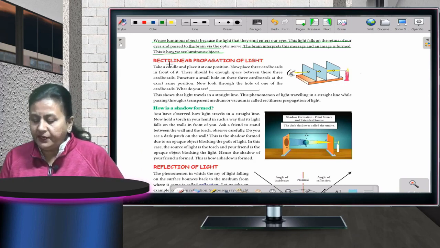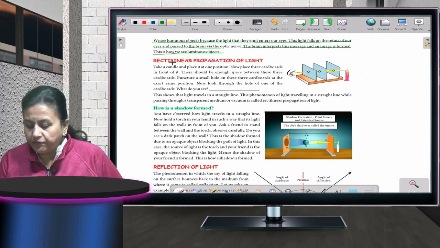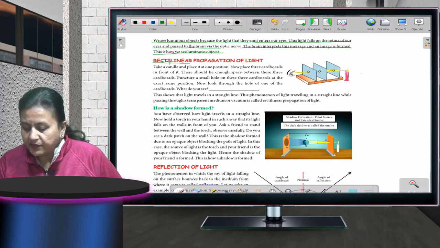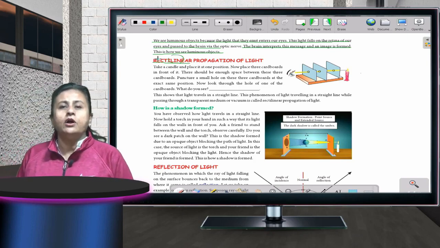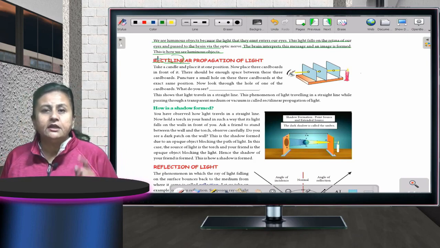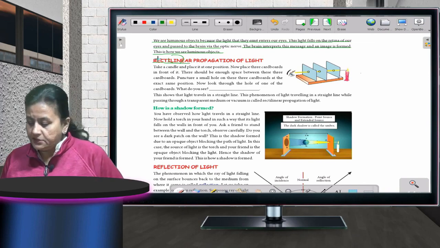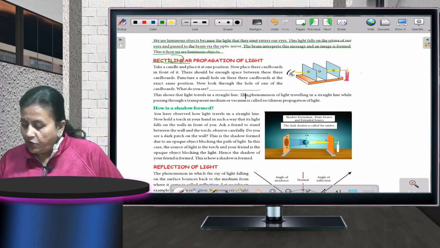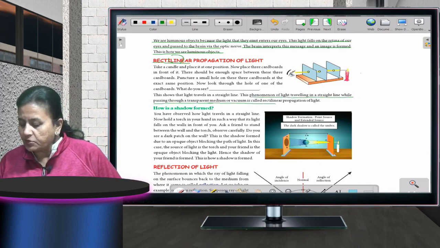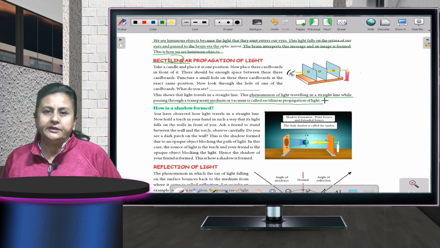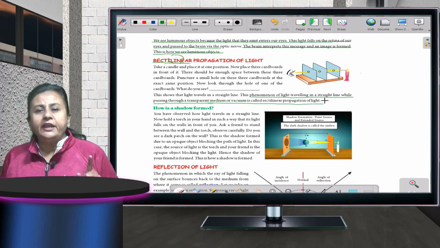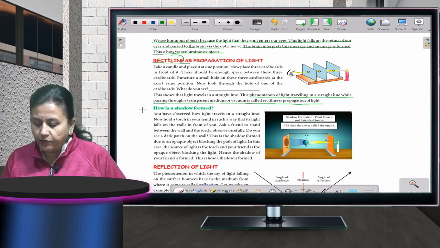Now the next topic is rectilinear propagation of light. See this word rectilinear. In this word you will find the word line. Okay children, the light always travels in a straight line. See, the phenomenon of light traveling in a straight line while passing through a transparent medium or vacuum is called rectilinear propagation of light. Fine children, make it very clear in your brain that light always travels in a straight line.